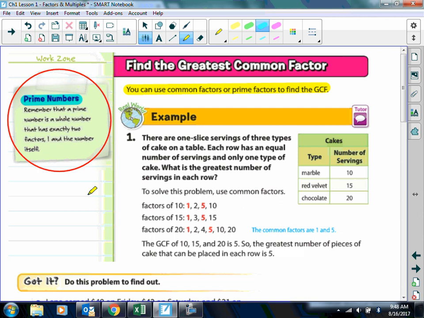Is 1 a prime number? Let's see, what are the factors of 1? 1 times 1. Are those 2 factors? No, it's just 1, right? It's just 1 factor. The number 1 and itself. It's still 1, right? So 1 is not a prime number. Is everybody clear with that? Please make sure you write that in your notebook.